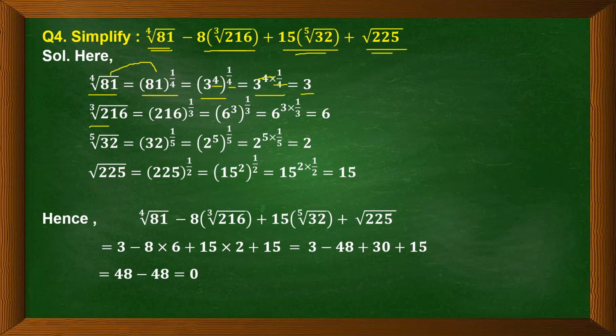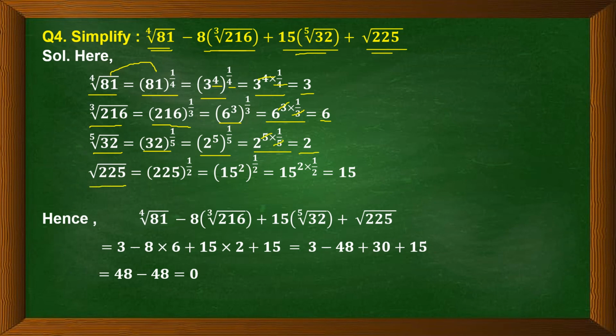Now cube root of 216, which we will write in exponential form as 216 whole raised to power 1 by 3. 216 is 6 cube whole raised to power 1 by 3. Now multiply the powers, cancel 3 and 3. 6 raised to power 1 is equal to 6. Now fifth root of 32. 32 raised to power 1 by 5. 32 is 2 raised to power 5. Multiply the powers, 5 and 5 will cancel. 2 raised to power 1 is equal to 2.